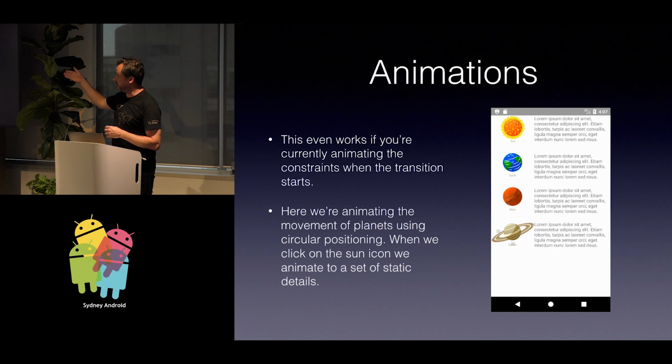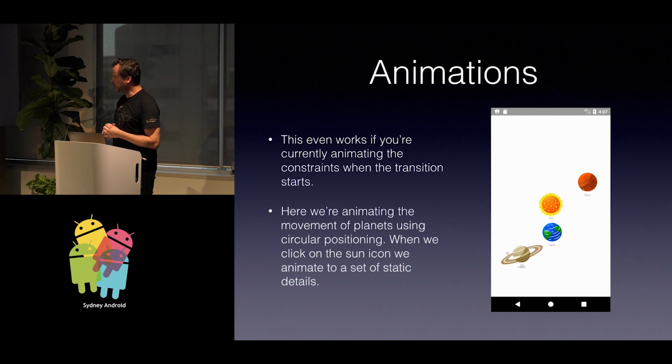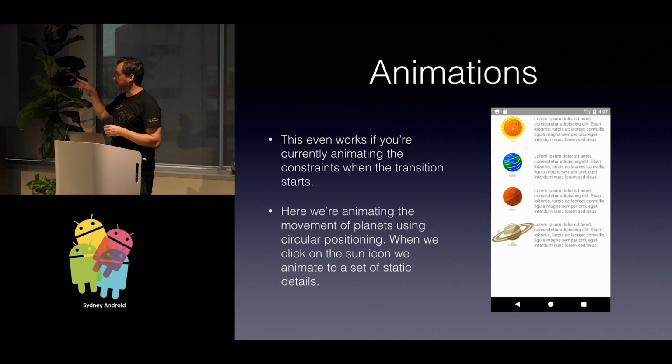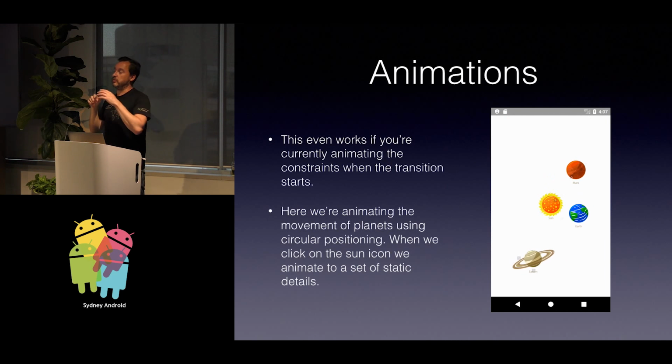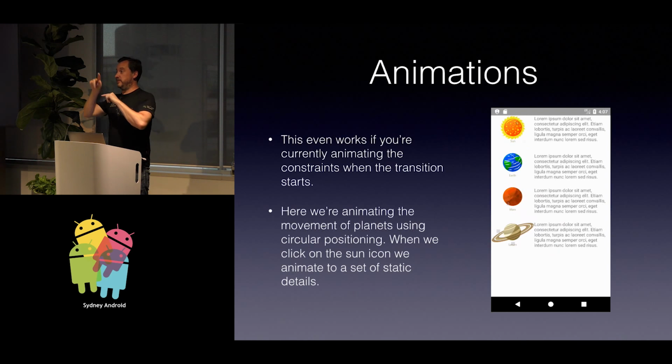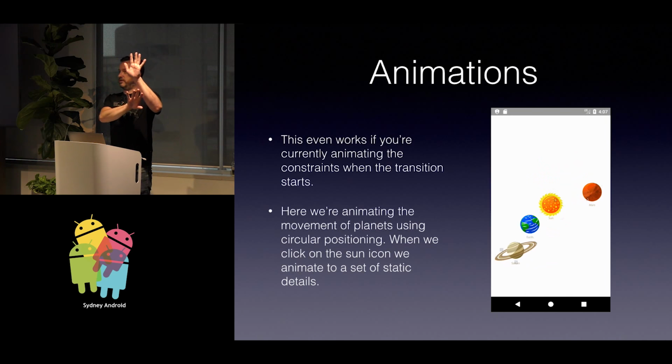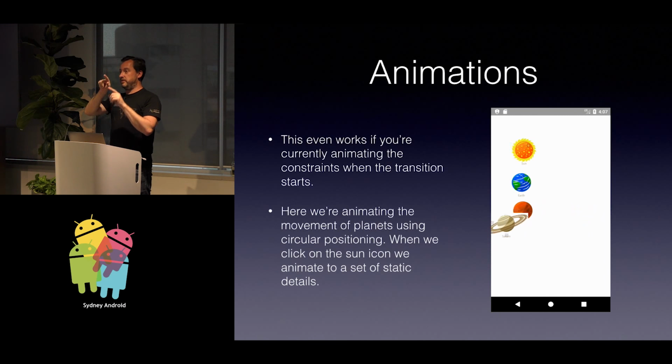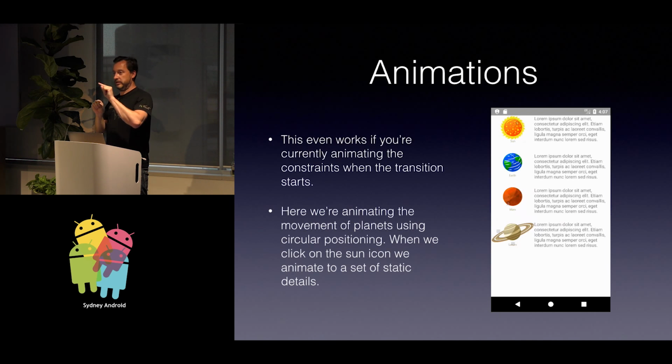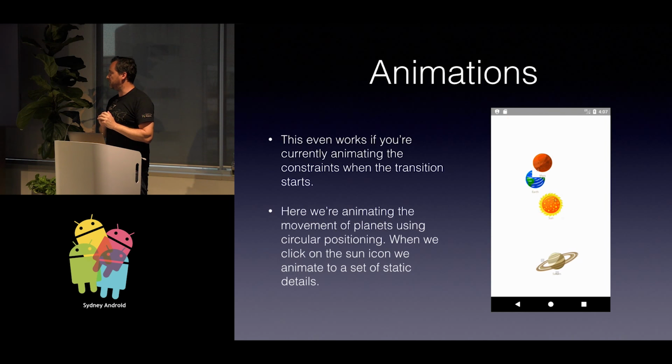The final view, where you can see the details of the planets when you click on the sun, is a second XML file. And the cool thing about the way the animation framework works at this point is it doesn't matter when you start the transition where those orbiting planets might be. That is the set of constraints that will be fed into the transition framework. So if the Earth is on the top left corner at one time, it'll move a little bit of the way into its final position.